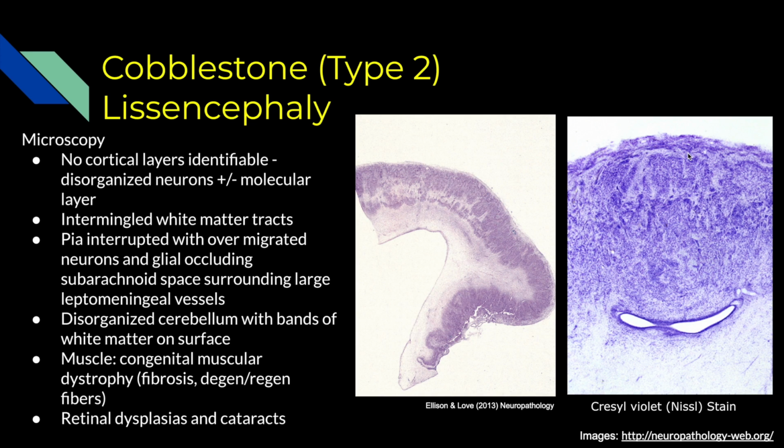Muscle, if you take a muscle biopsy or an autopsy, you have congenital muscular dystrophy with regenerating and degenerating fibers and fibrosis. And again, the eyes show retinal dysplasias and cataracts.